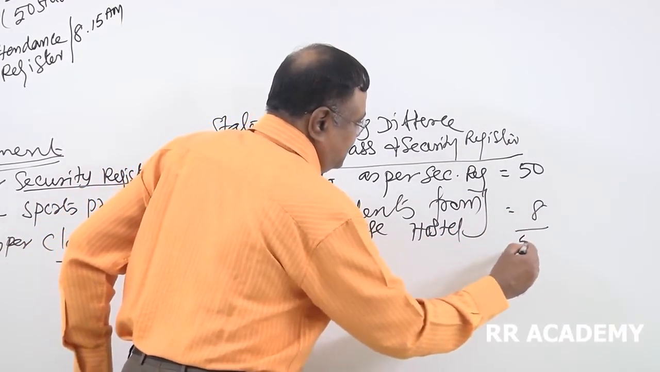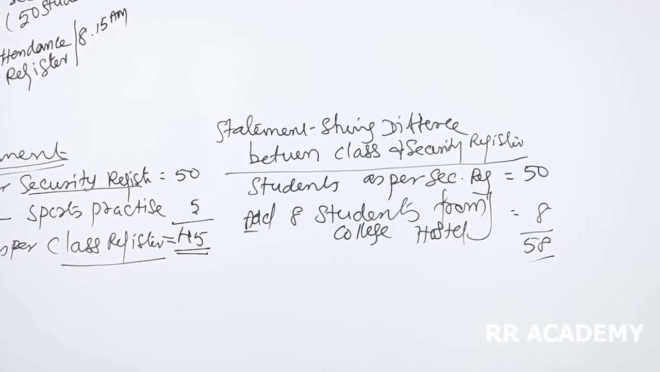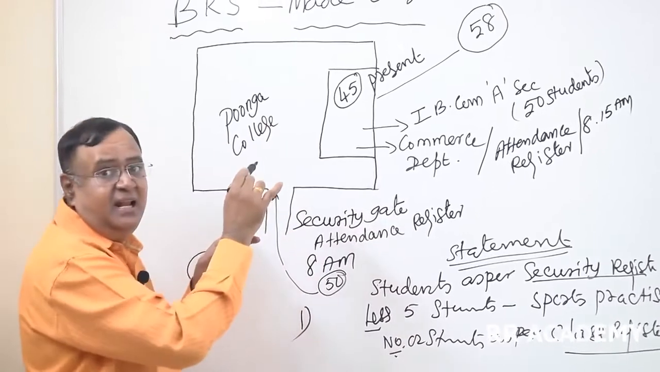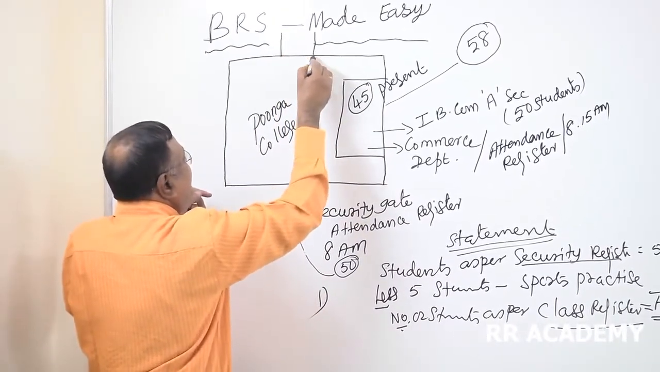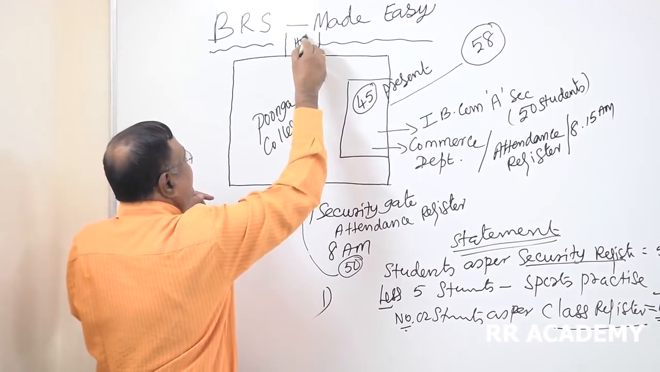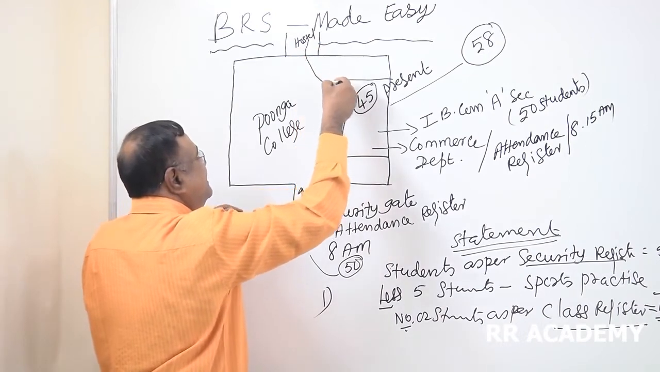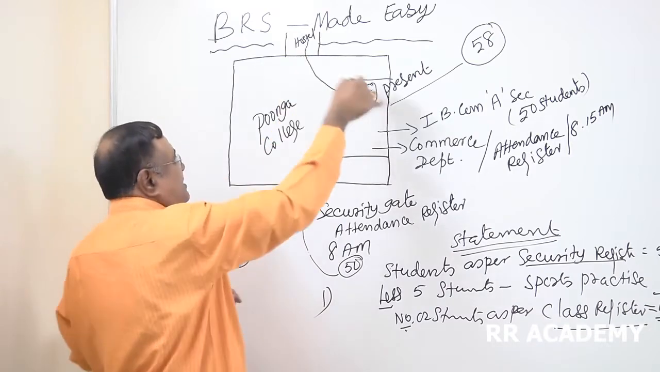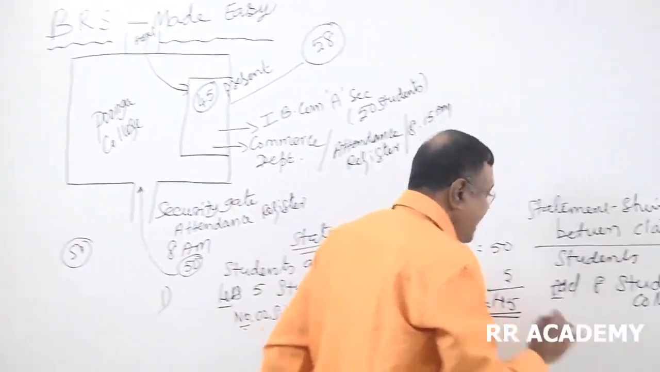Therefore, 58. The possibility is there because 50 entered through the gate. Always the college gate will be in front, and the hostel will be at the back side of the college, generally. So, the hostel students entered like this. They will not come here and enter. So they entered, so he gives a proper statement, 58.